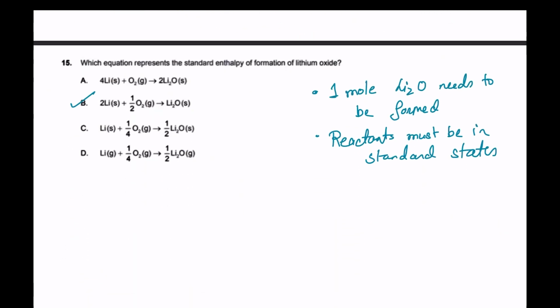Now, question 15 again, it's a pretty easy question. Which equation represents the standard enthalpy of formation of lithium oxide? For this, just know for any standard enthalpy of formation question, 1 mole of product needs to be formed and the reactants should be in the standard state. So in this case, only here 1 mole of product is formed and O2 and Li are in the standard state. O2 is in general a gas and lithium is in general a solid. And B is the correct answer to this question.